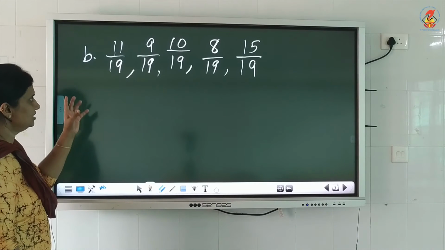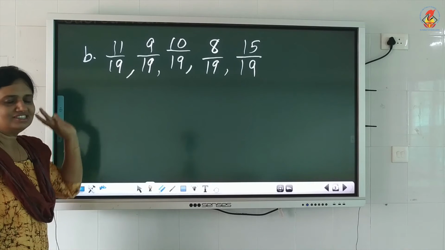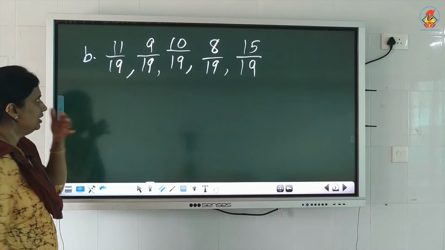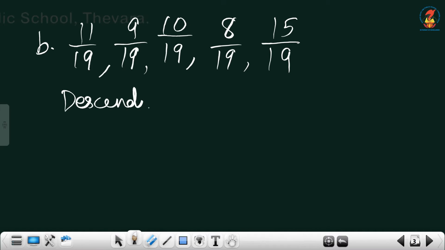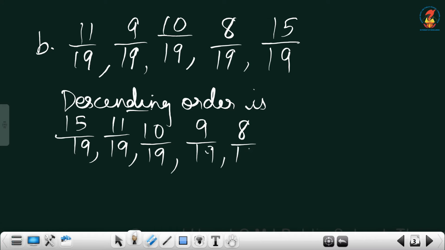And the next one is also like fractions. It is very easy for you, and we need to consider only numerators. The fraction with the greater numerator is the greatest fraction. Which one has the greater value? Descending order is what? Tell me. Which one do we need to write first? 15 by 19. Next one is what? 11 by 19. Then 10 by 19. Then 9 by 19. After that 8 by 19.